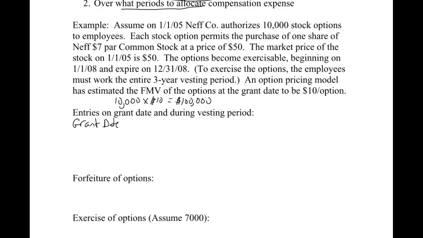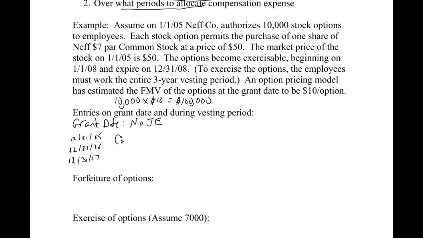So on the grant date, there's no journal entry. We give the options to the employees, but they can't exercise them, so there's not any journal entry that we have to make. On the end of each year, so this will be 12/31/05, 12/31/06, and 12/31/07, we're going to make the same journal entry here.